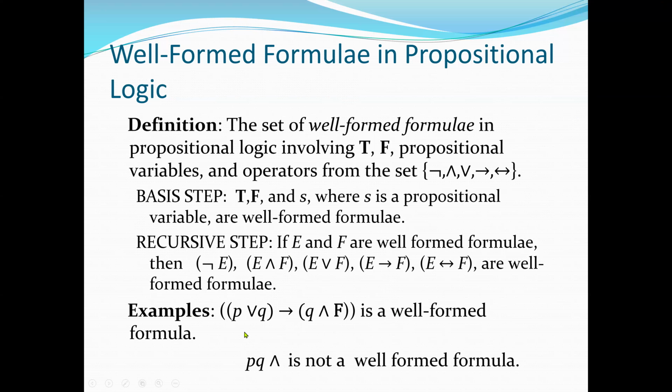So a good example given here: if we have P conjunction Q implies Q conjunction F. Again, P disjunction Q implies Q conjunction F. Or we say if P or Q, then it implies Q and F.